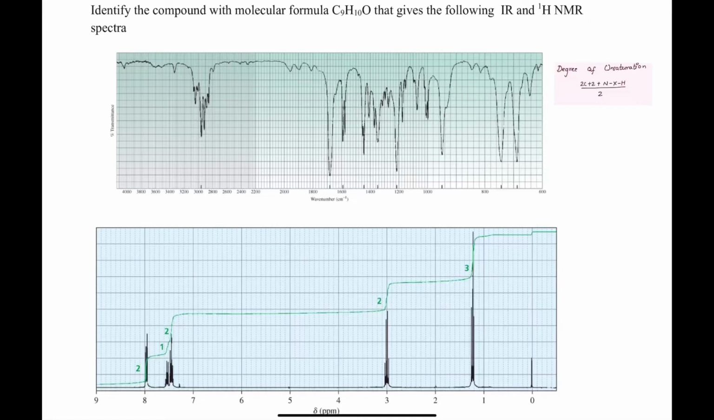The compound with molecular formula C9H10O gives the following IR and H-NMR spectra. The first place to start here would be finding the degree of unsaturation for this compound.